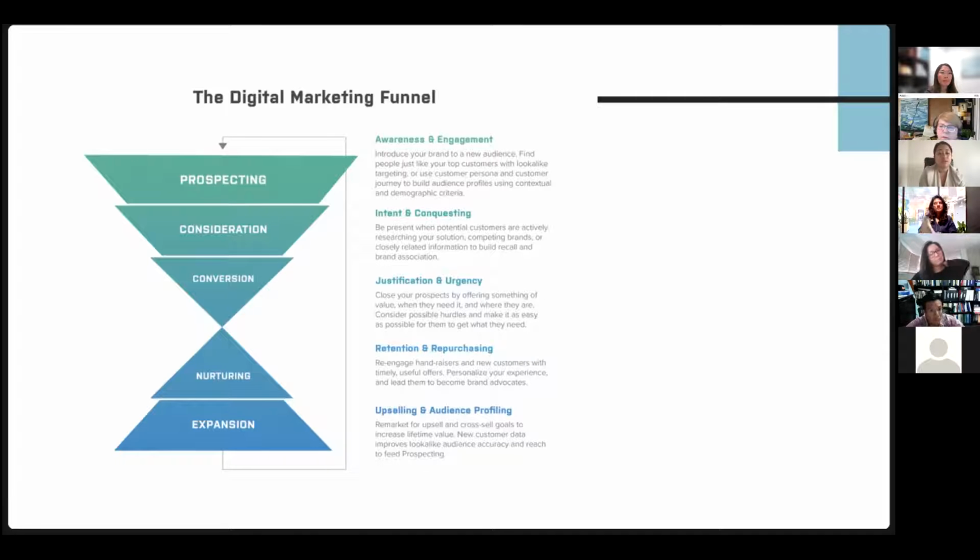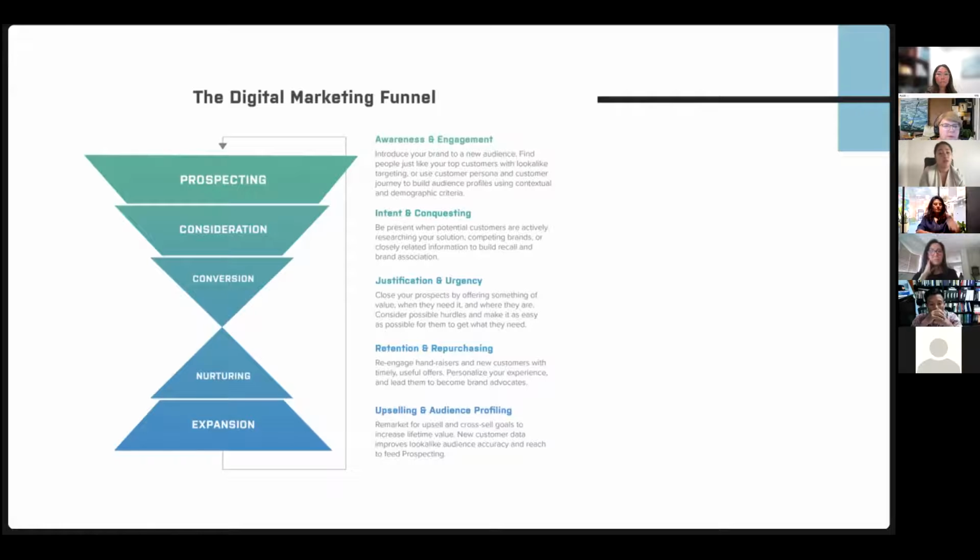And then justification and urgency. Close your prospects by offering something of value when they need it and where they are. Consider possible hurdles and make it as easy as possible for them to get what they need so that they can convert. Next, we're going to go into retention and repurchasing. So this is in the nurturing phase. Re-engage hand raisers and new customers with timely, useful offers. Personalize their experience and lead them to become your brand advocates.